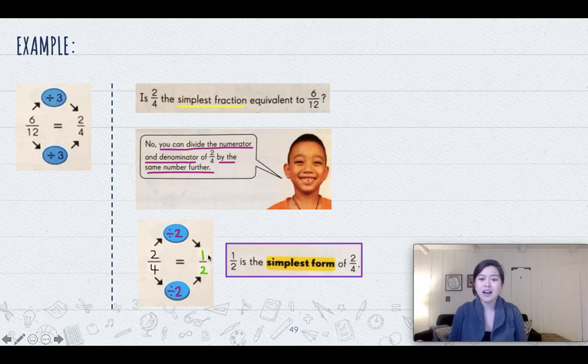Let's see. I can do 1 divided by 1 and 2 divided by 1. But if I do that, I still get 1/2. There is no other number besides 1 where I can divide the numerator and denominator by, where I'll get a different fraction. Okay, so because there's no other number that I can divide by with the same number further, 1/2 is the simplest form of 2/4.